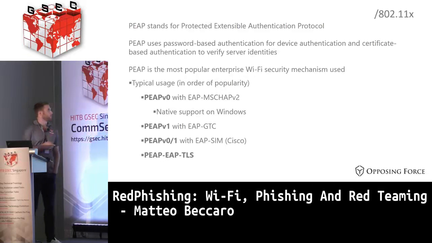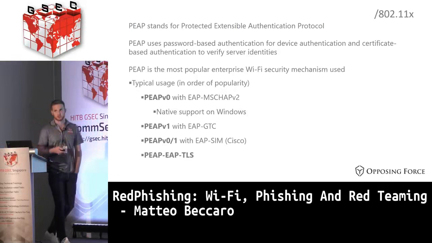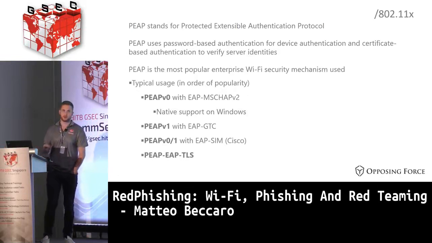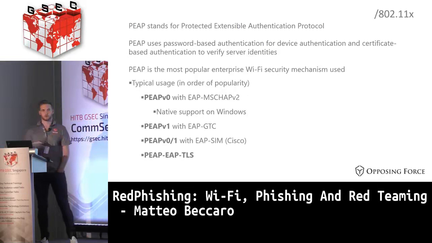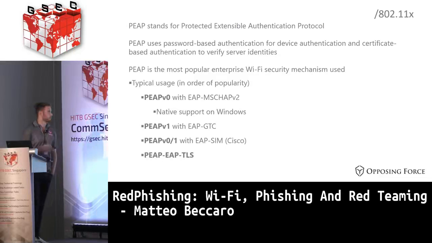As I said, it's the most popular enterprise Wi-Fi security mechanism, and PEAP has its own standards, and the most used one is EAP MS-CHAPv2. Most of you have probably already seen this kind of standard because it has native support on all Windows machines, also the old ones. And as we know, in an enterprise network there is always a Windows XP machine somewhere that needs to be connected to the network. So that's why this is still the most standard one.